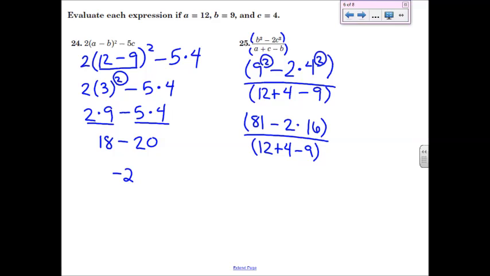And then I have multiplication next. 2 times 16 is 32.